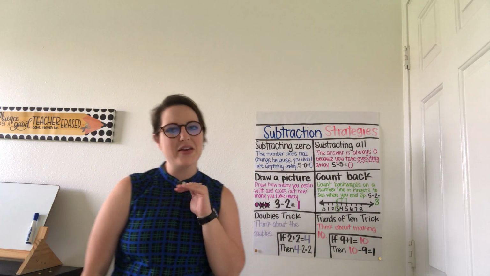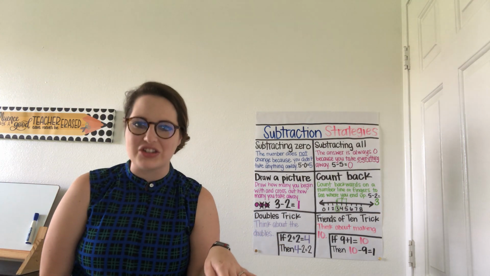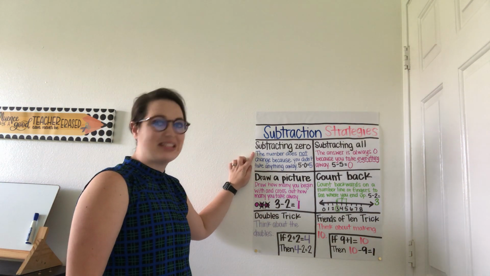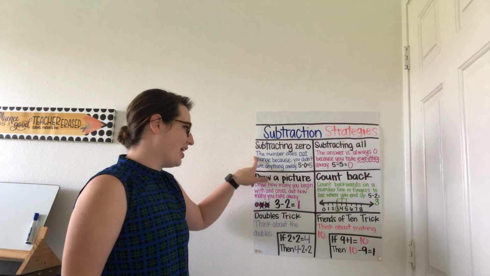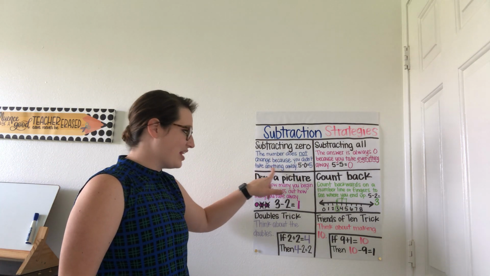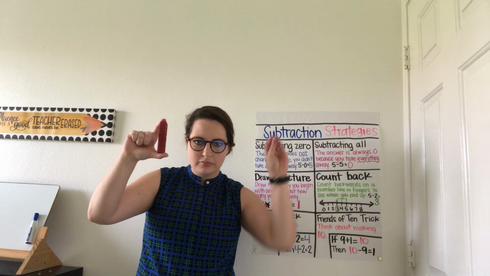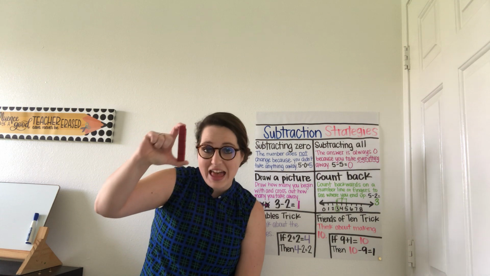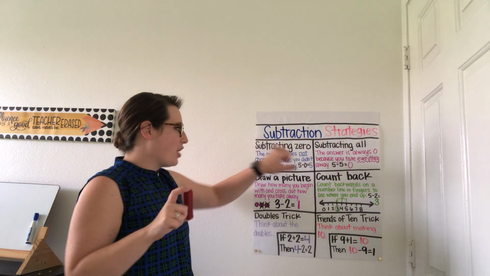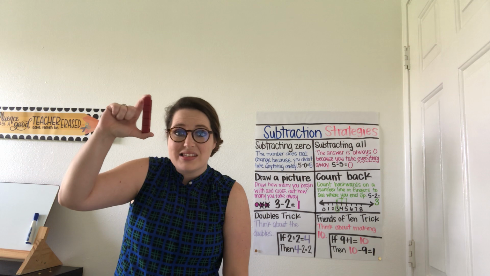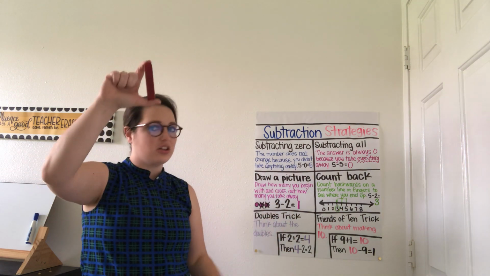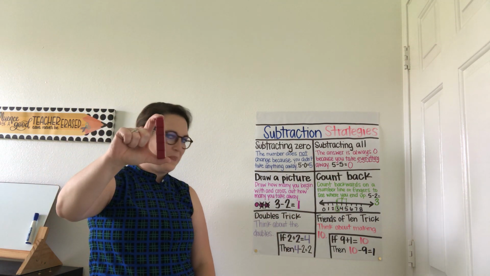Subtracting 0 is probably one of the easiest subtraction strategies of all. Subtracting 0 is easy because the number does not change because you didn't take anything away. Here I have 5 cubes. I'm going to come up close so you can see. 1, 2, 3, 4, 5. I have 5 cubes. If I take none of them away, none, I still have 5 cubes. So subtracting 0 is easy because you're taking nothing away. Your number stays the same.